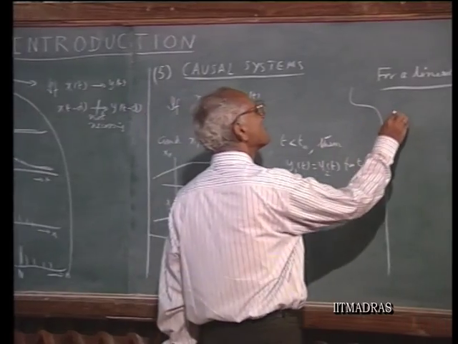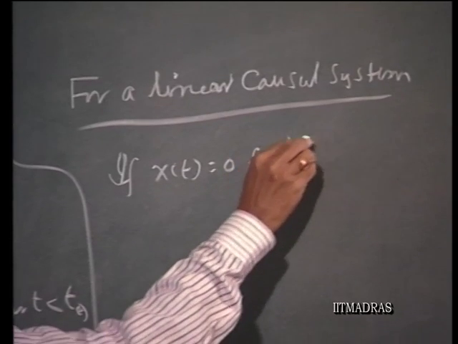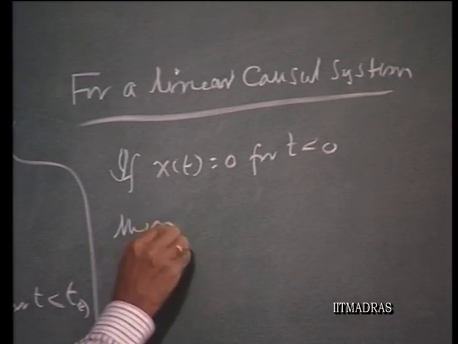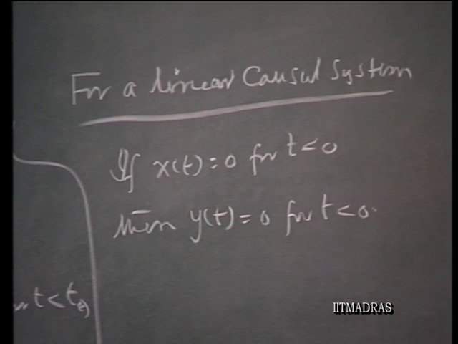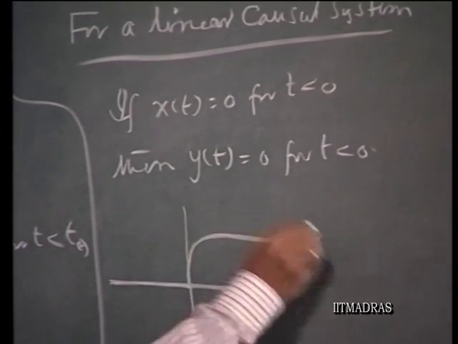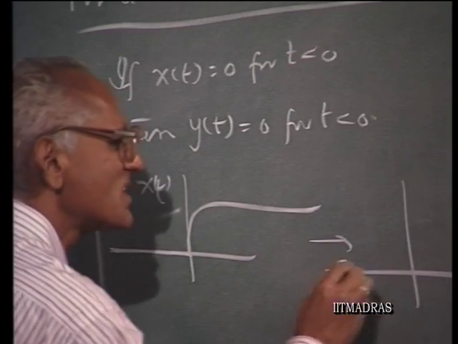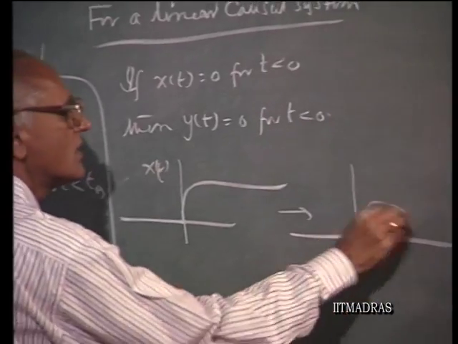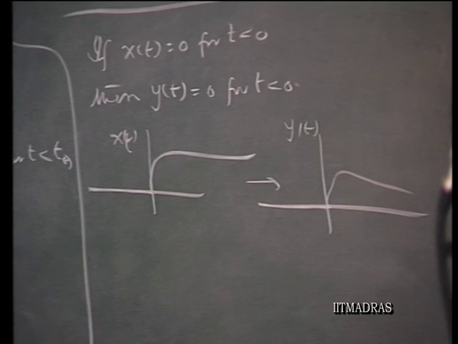We can say if x(t) is 0 for t less than 0, then the output y(t) is 0. That is the consequence of a linear causal system. That means whatever input you had, if it is 0 up to this point and then this is your x(t), your output must be 0 up to this point, and later on whatever output you get, you have it, but it must necessarily be 0 for t less than 0.